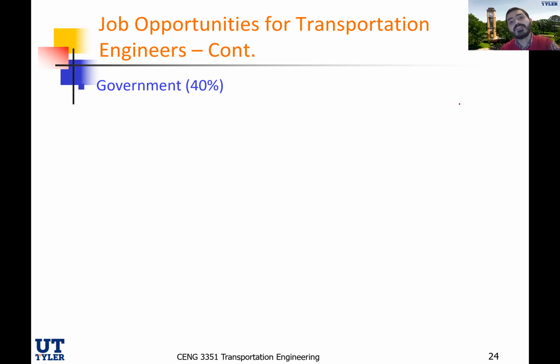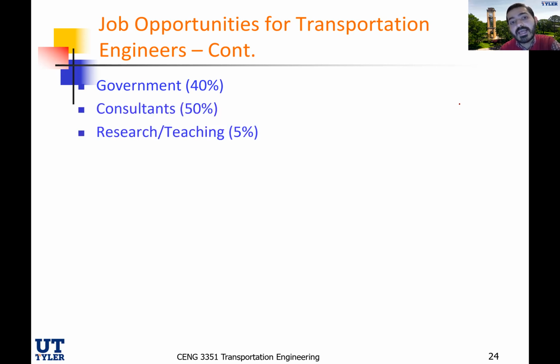Most of the time, 40% of transportation engineers are going to end up working for the government. Government can be the DOT or the city or the Federal Highway Administration. 40% to 50% work as consultants, and 5% in research and teaching, like myself. That's my passion, to teach and transfer the knowledge that I have to the new generation, as well as the other 5% in trucking and rail firms.